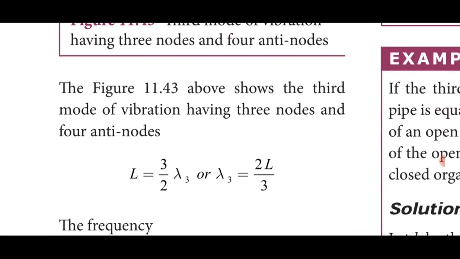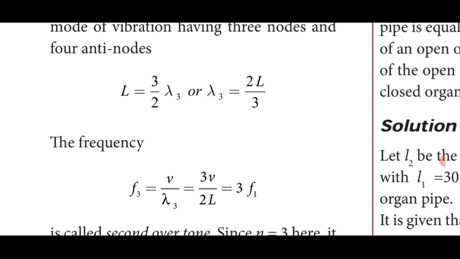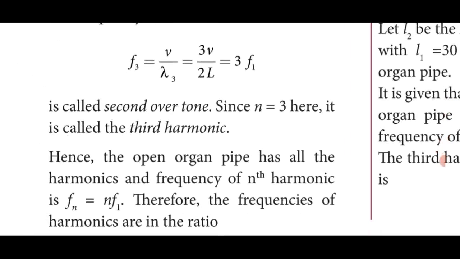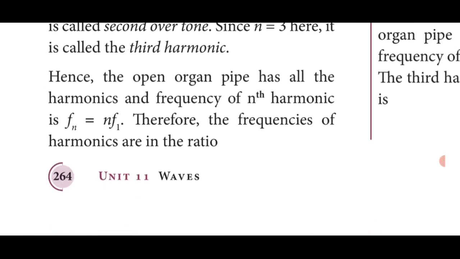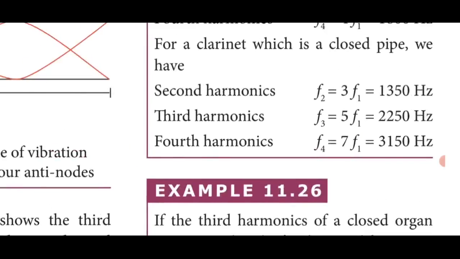For the third mode of vibration, there are 3 nodes and 3 antinodes. Same thing, we get lambda 3 is equal to 2L by 3. So the frequency is 3F1. So it is the second overtone. N is equal to 3. It is the third harmonic. Okay. So like that it will go on.